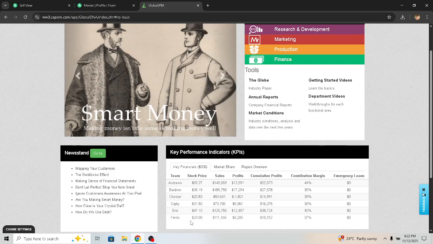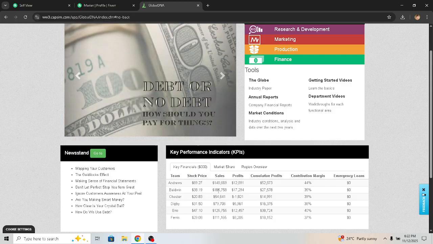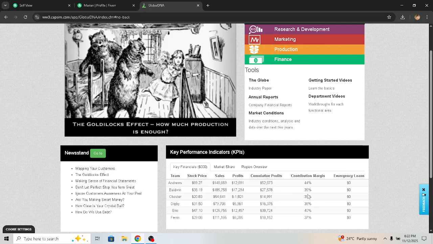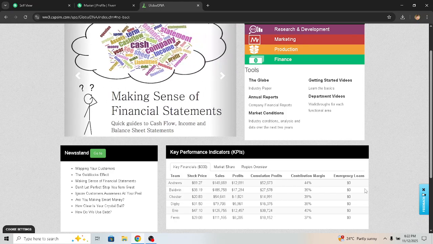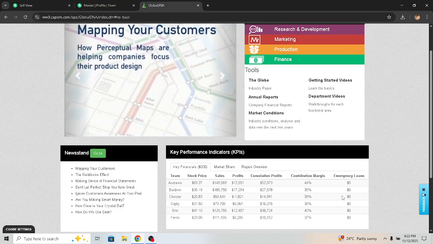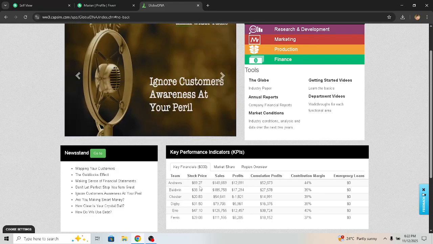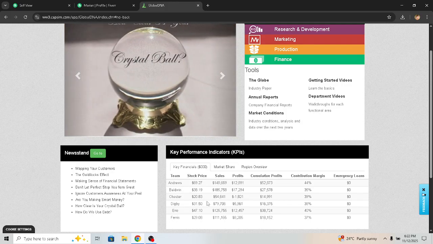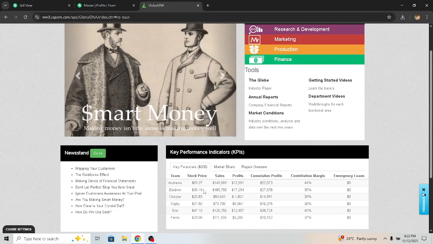In this case, we are company Baldwin, and in the previous round we had a stock price of 38.19, sales of 185, cumulative profits of 27,000 and a contribution margin of 35% with emergency loan of 0. Remember in round 4 we had an emergency loan of around 73 million. So when I was given this simulation, I changed it around and right now we have no emergency loan. So we were position 3 after clearing with the emergency loan, after company Andrews and company Erie.